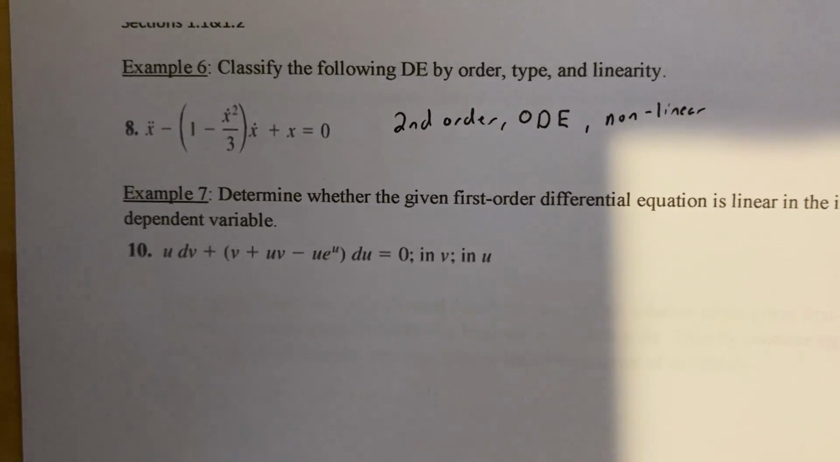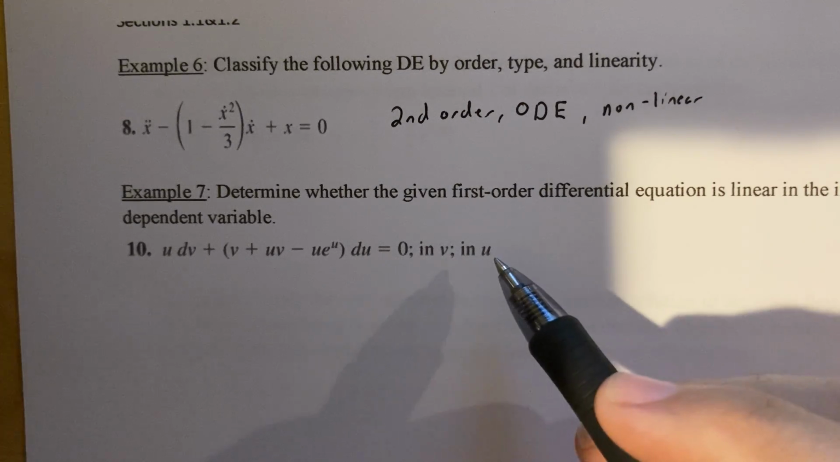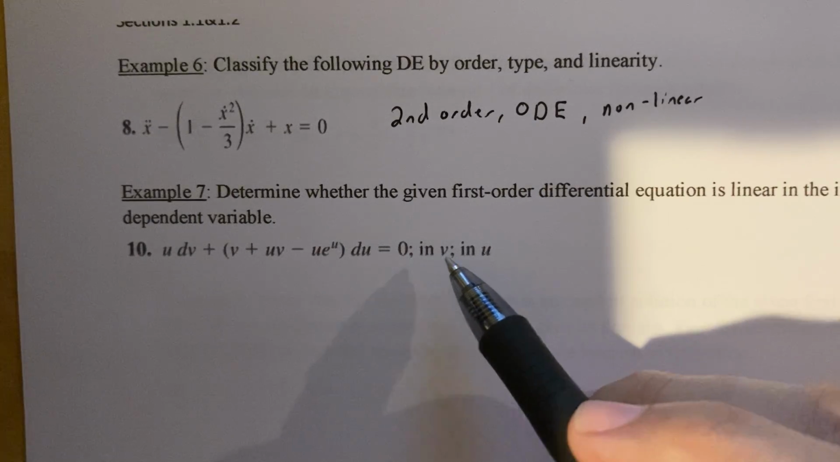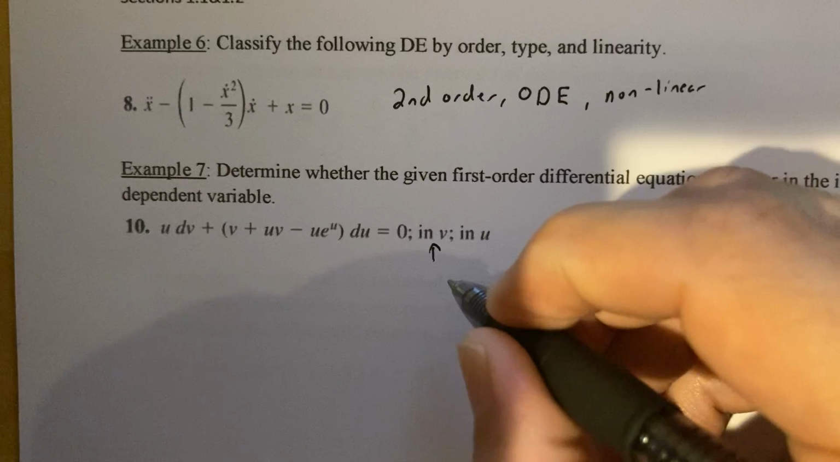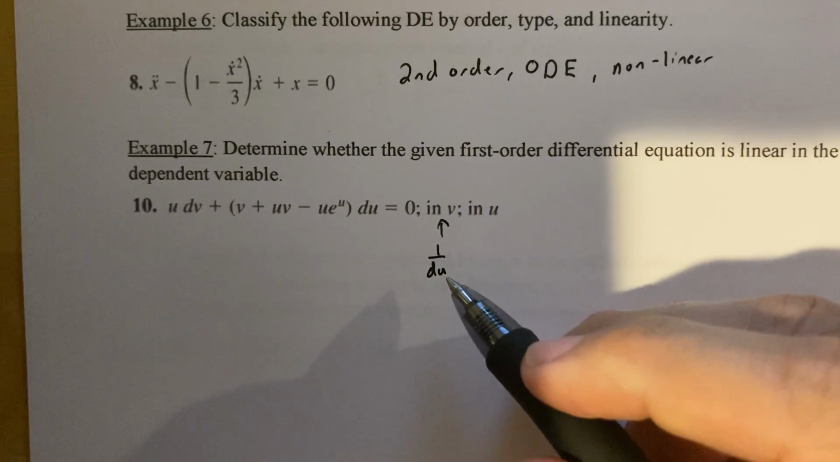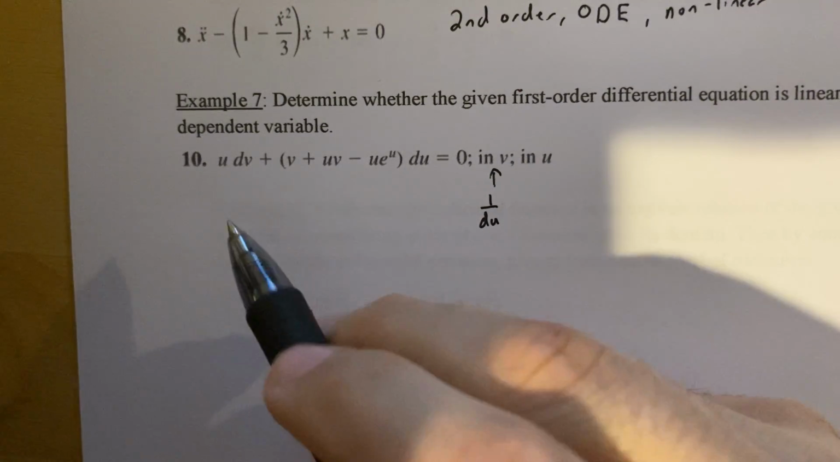Right, example 7. Determine whether the given first order differential equation is linear in the indicated dependent variable. So here we're actually going to take two. We're going to take one where v is the dependent variable, and then one where u is the dependent variable. In v, if v is the dependent variable, I'm going to multiply the equation by 1 over du, where in the denominator that is the independent variable. So in v, I'm going to multiply through this equation by 1 over du.